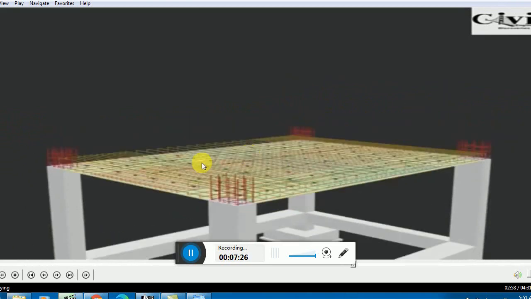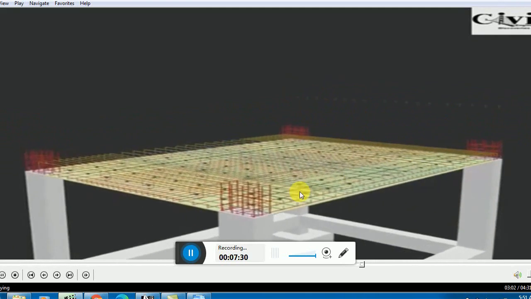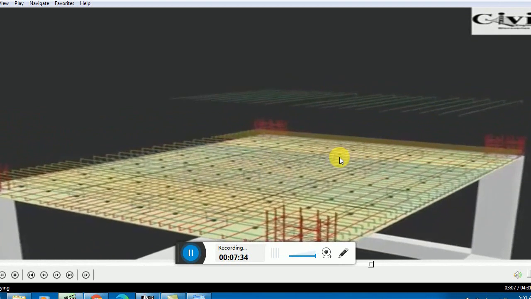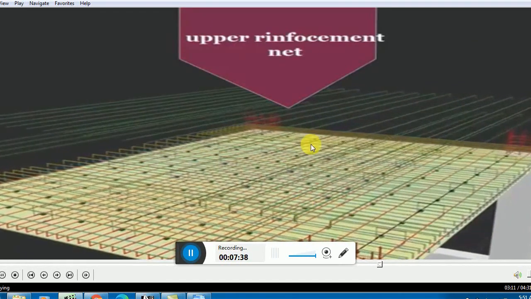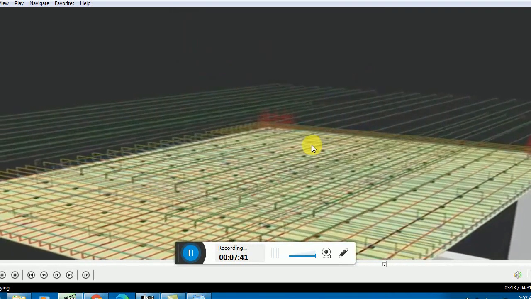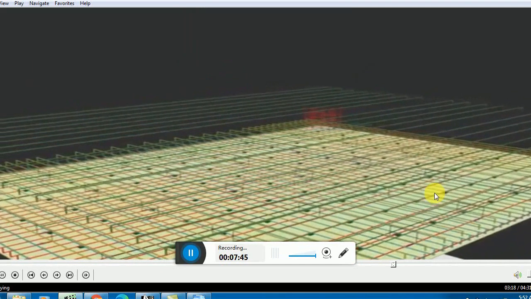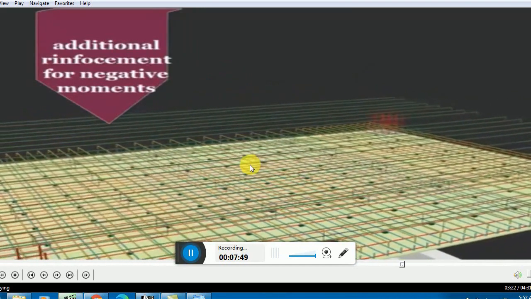Okay, and now you see they will be placing the bars in the longer direction, negative reinforcement. Remember, this is called negative reinforcement, which is provided as upper reinforcement for negative moment. And remember, in the column strip region now they are placing close bars, because in the column strip area negative moment is dominant.